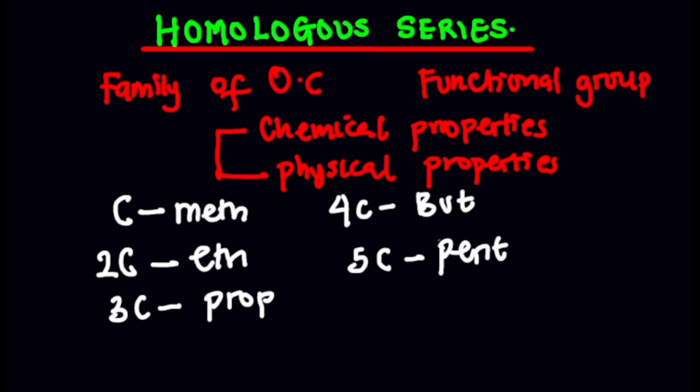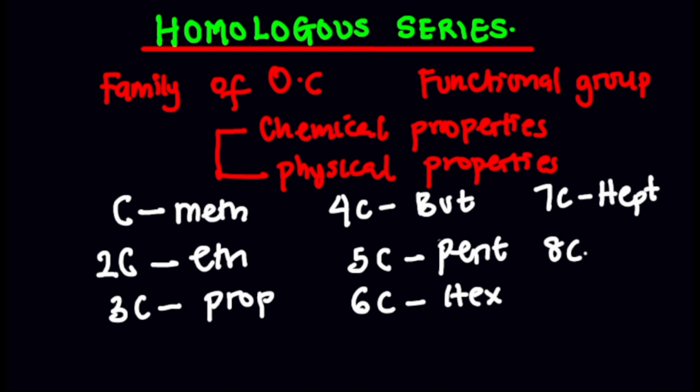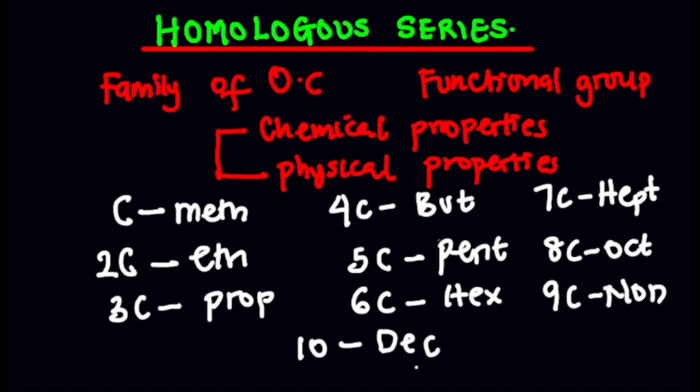And if you have 6 carbon atoms, this is basically hex. If you have 7 carbon atoms, this is going to be hept, right? And if you have 8 carbon atoms, this is going to be oct. Then if you have 9 carbon atoms, this is going to be non, right? And if you have 10, this basically represents dec, right?